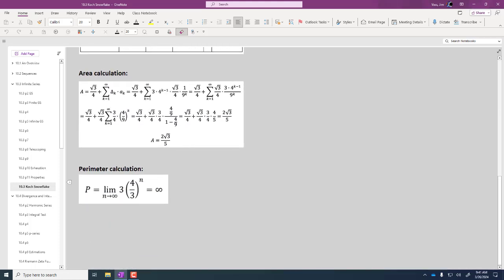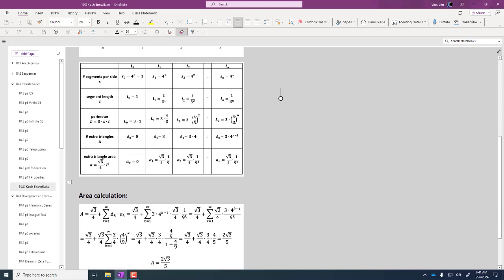The perimeter is pretty easy to see is going to be infinite. If we look at our perimeter calculation here, we're taking the 3 big sides, and then we have the segment length L and the number of segments per side. We get over here our general formula for the perimeter. And that is an exponential expression with base bigger than 1. If base is bigger than 1 and you do repeated multiplication, it goes to infinity. 4/3 times itself gets bigger.